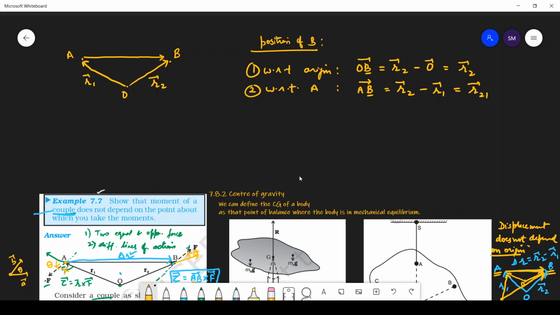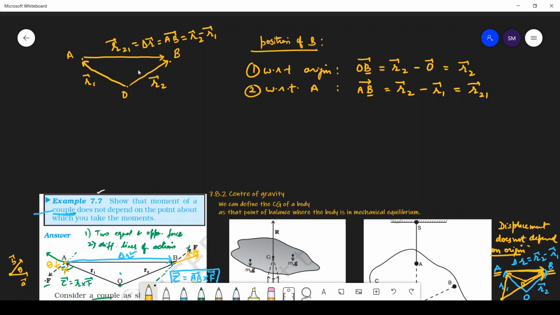So is this concept clear? This is R21, you can write it as delta R, you can write it as AB. All three ways you can write this vector. And this is equal to R2 minus R1.